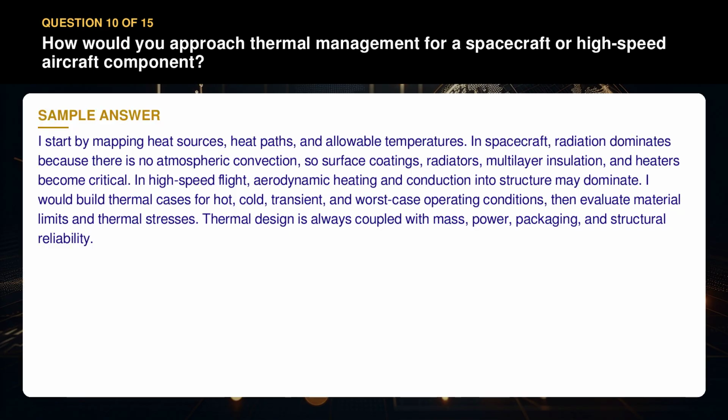I start by mapping heat sources, heat paths, and allowable temperatures. In spacecraft, radiation dominates because there is no atmospheric convection, so surface coatings, radiators, multi-layer insulation, and heaters become critical. In high-speed flight, aerodynamic heating and conduction into structure may dominate.